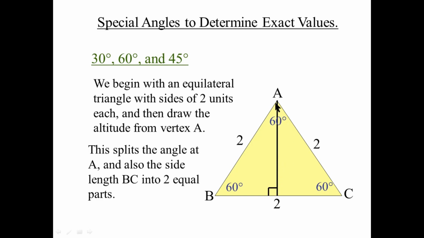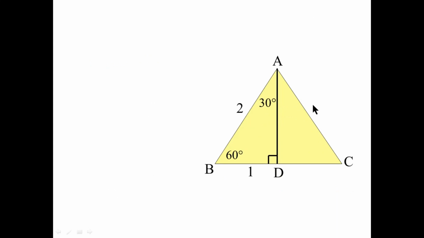You see, this altitude from vertex A splits the triangle in two. So this 2 will become 1, and this 60 will become 30 and 30. And so now it would look like this. 30 degrees here and just 1 here because this side got split in half.